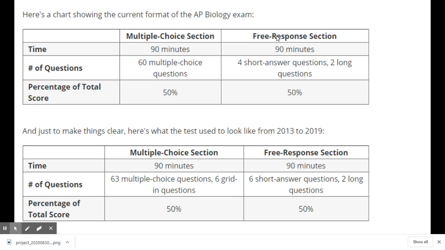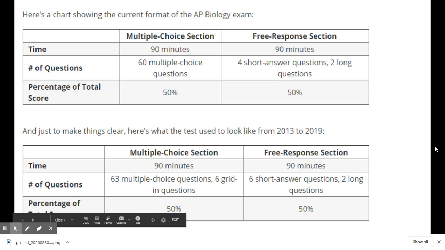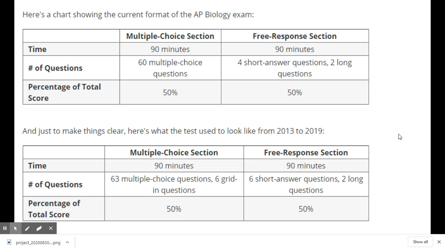So here's a chart showing the current format of the exam versus the old format. You can see the old exam had a lot of problems, especially with these things called grid-in questions. Students had a really hard time, especially because it was all computer-based, getting the grid questions clearly conveyed to the test readers. So they've done away with these grid-in questions. And so now you're just 60 multiple choice questions, and then you move on to your free response section, 4 short answer, 2 long questions.